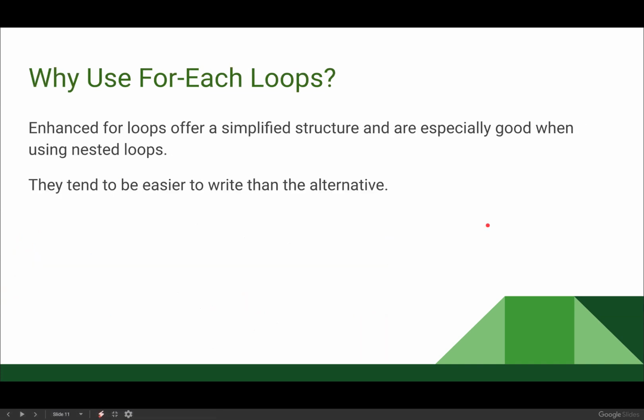So, reasons why we would want to use for each loops. They offer us a simplified structure, and they are especially good when we're using nested loops. As we have more and more nested loops, our programs are going to get more complex and harder to read. So having simpler for loops that are easier to read is always going to be better. And in general, for each loops are going to be easier to write than a regular for loop or a regular while loop.